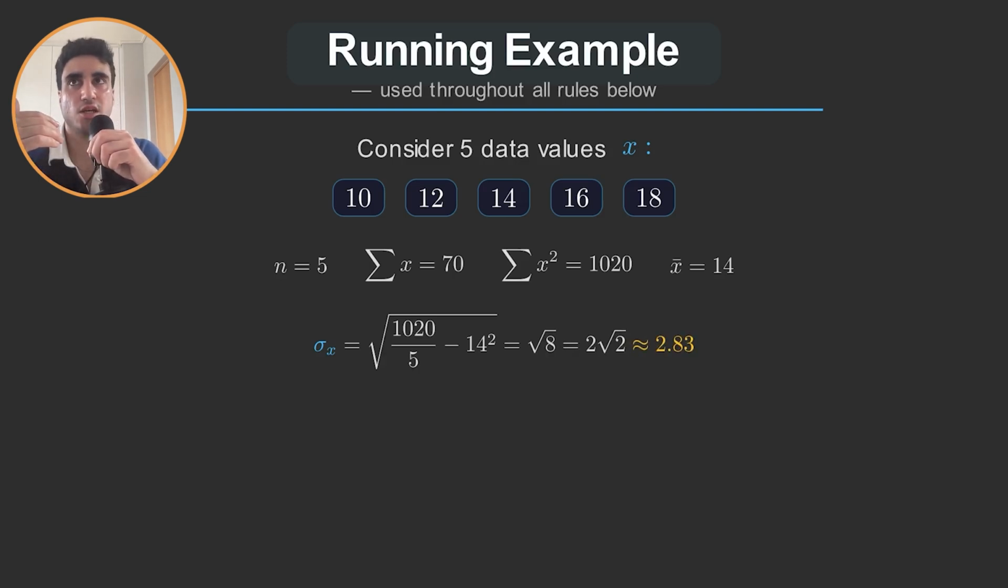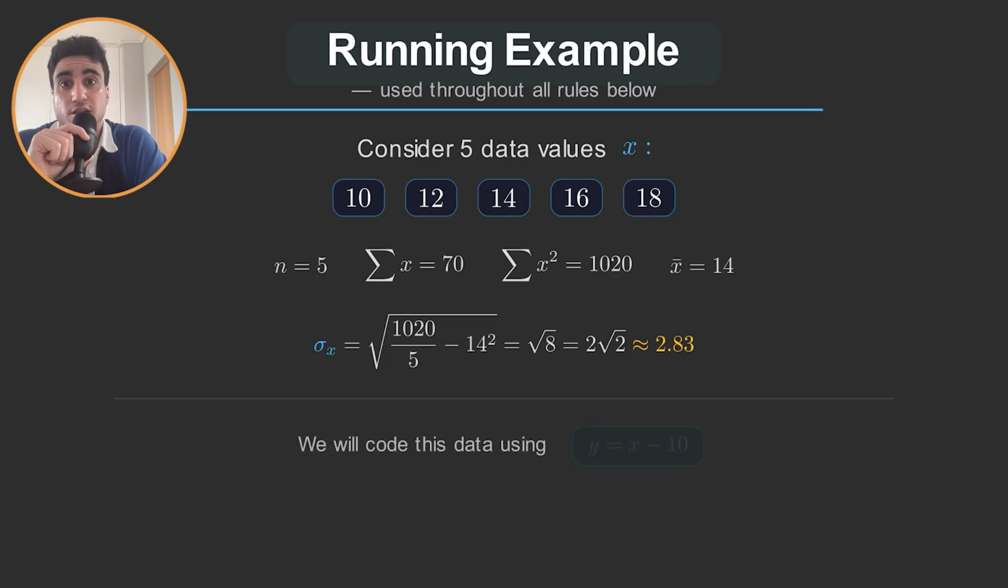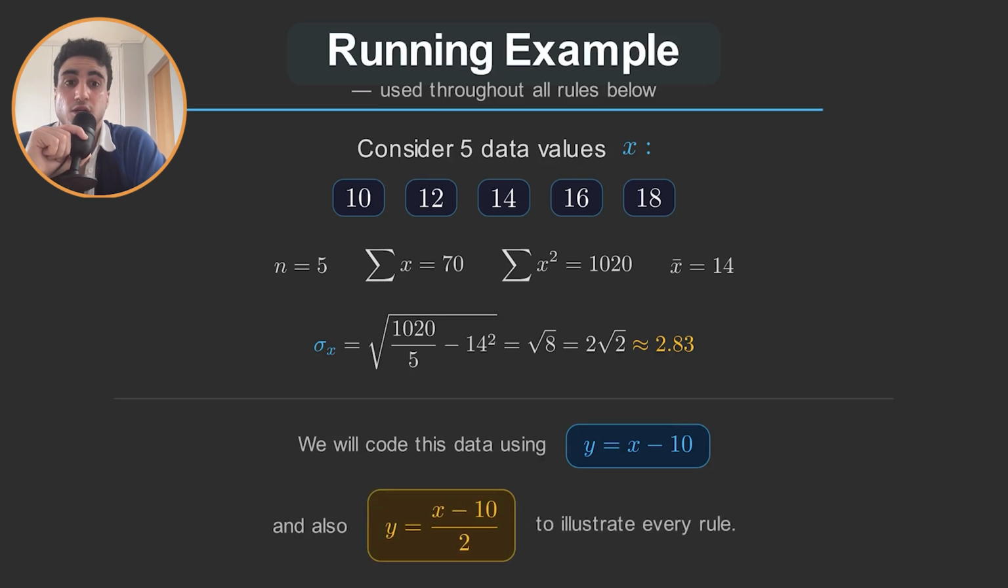Because this is a representation of our values at the moment, but what if we want to make things a bit simpler for ourselves when dealing with data? Well, that's where we start to code values, just to make things easier for ourselves when dealing with that data. So what we're going to do is code this data using y is equal to x minus 10, and for some rules we'll use y is equal to (x minus 10) over 2 to illustrate the different rules.